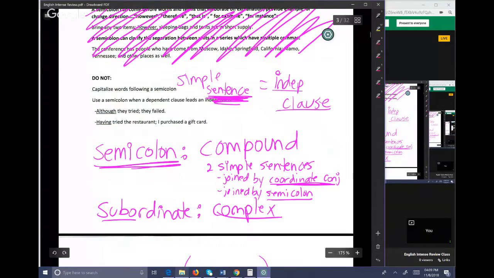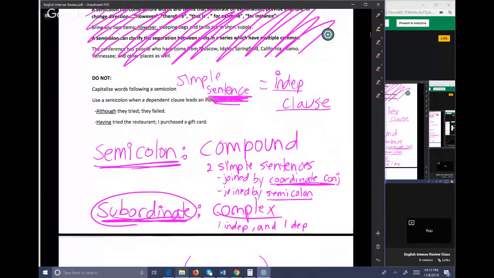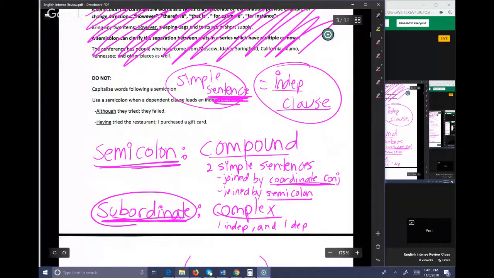The definition of subordinate, just while we're here, is to have one independent and one dependent. So if you have an independent clause joined to a dependent clause and it contains a subordinate conjunction in one of those two clauses, either at the very beginning or right in the middle, then you have a complex. If you have two simple sentences brought together either with a semicolon between them where they truly are two independent sentences, or with a conjunction added to bring them into one sentence, then you have a compound. A simple sentence is just an independent clause.